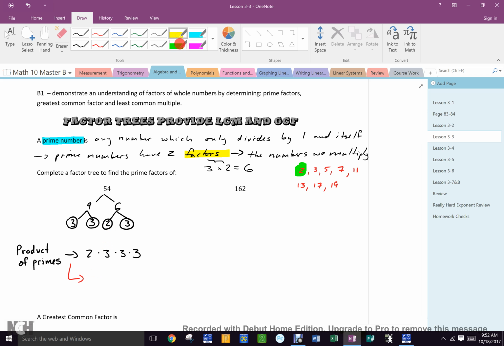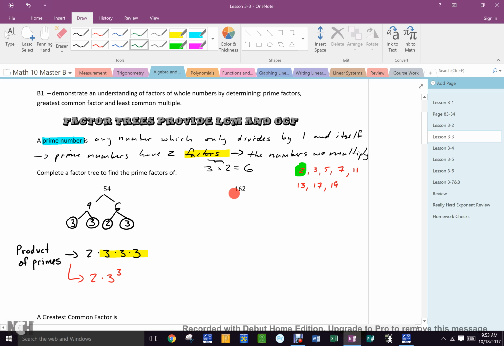What do math guys like to do instead of writing that? 2 times 3 cubed. Right? Everybody cool? Okay. Now you guys, this one over here, if you wish to do a factor tree like that, go ahead. I'm going to do this in a different way. Okay? This is another way that you can use to do prime factors.